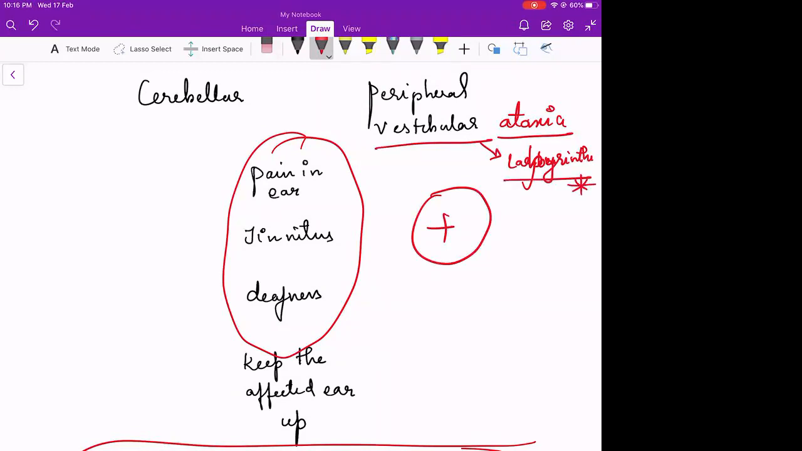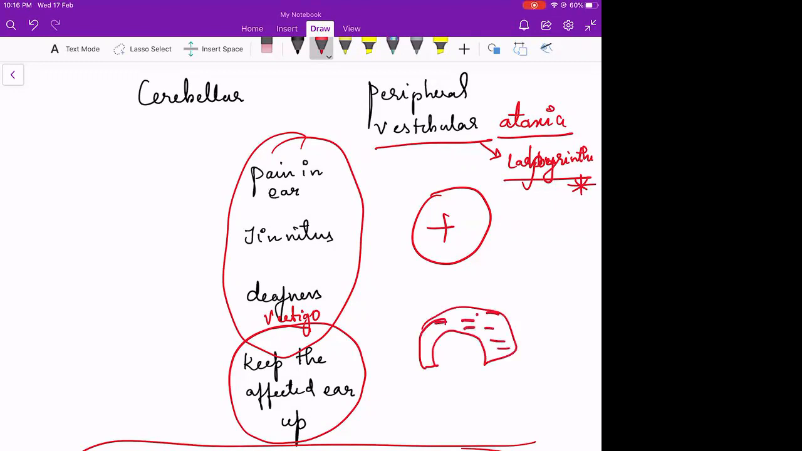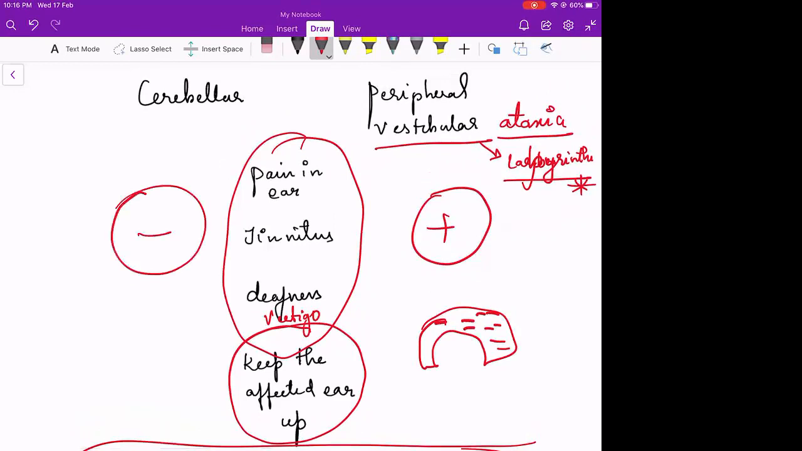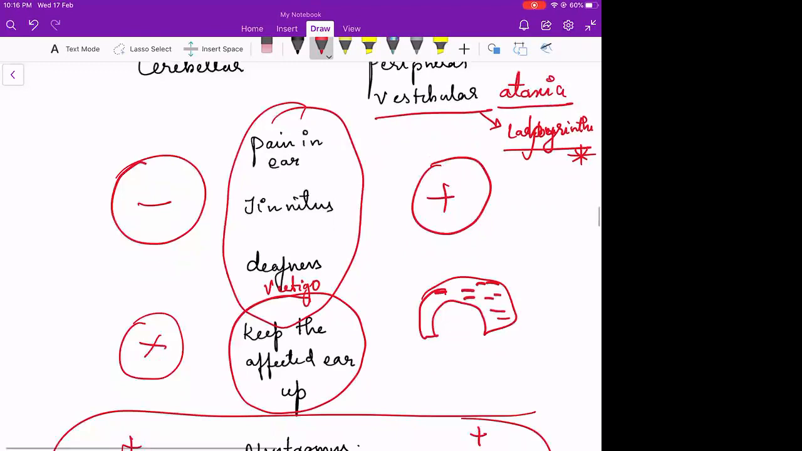So if the labyrinth is affected, the patient will have ear symptoms particularly, and will try to avoid the vertigo. The patient will also have vertigo here. The patient tries to stop the vertigo by keeping the affected ear up, so that the labyrinth as a whole is in stasis and there is no movement. Hence the ataxia or vertigo symptoms will decrease. Whereas in cerebellar ataxia there will be no ENT symptoms, and there is no particular side preference where the patient will keep the affected ear up.